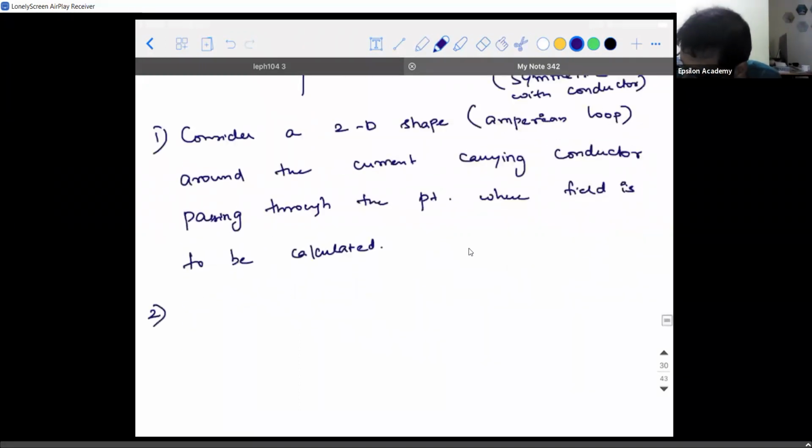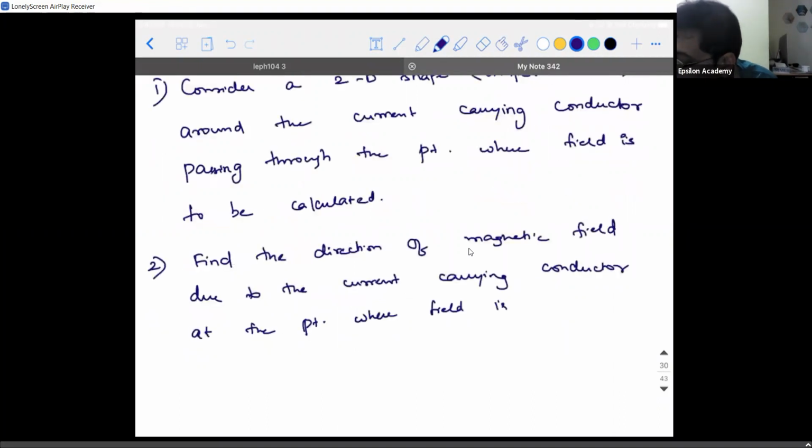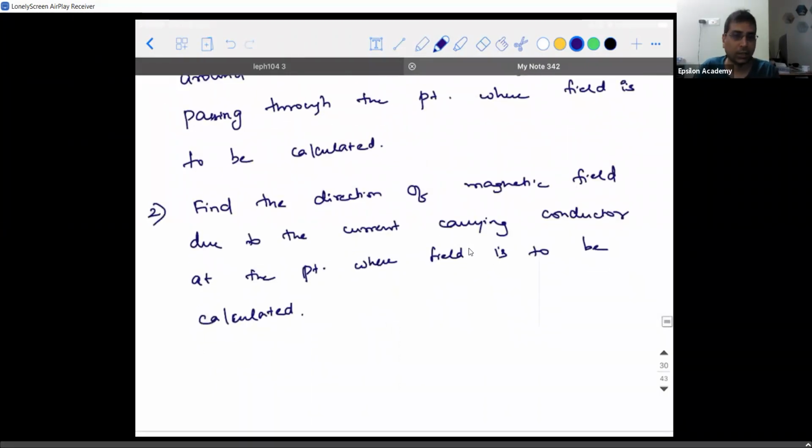Second, find the direction. All these things will not be in the textbook, so please write it down. Find the direction of magnetic field due to the current carrying conductor at the point where the field is to be calculated.